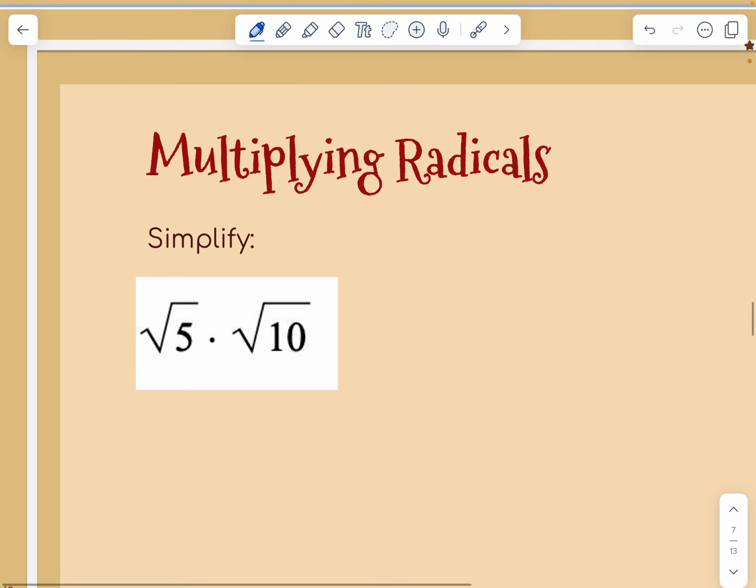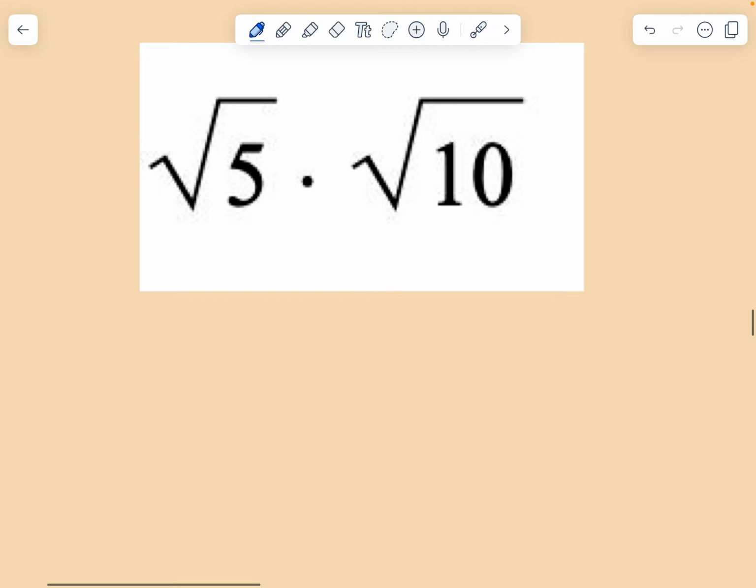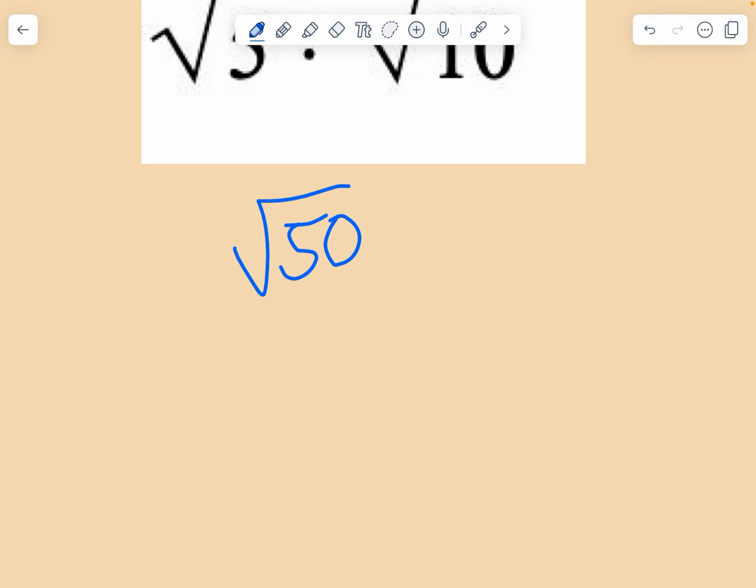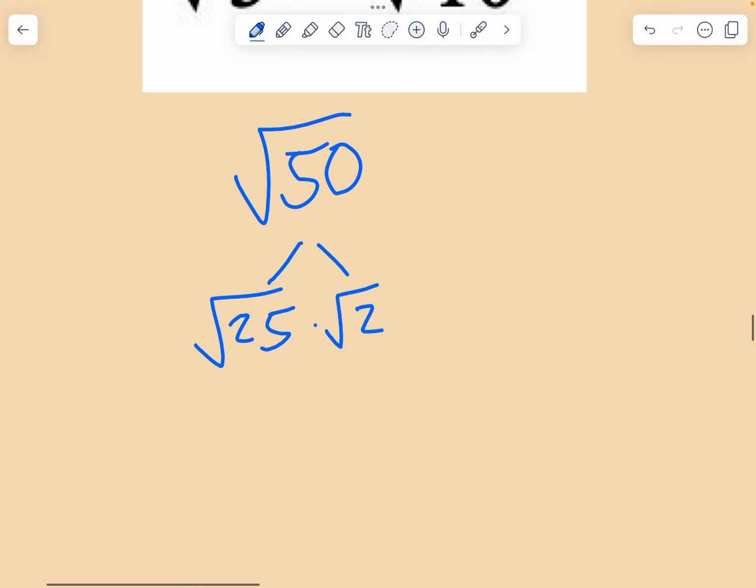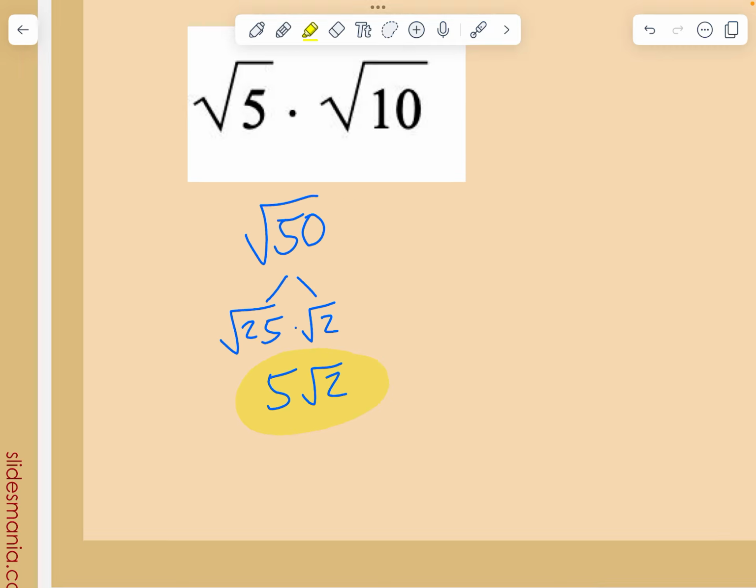Now, another thing that we're going to do is multiplying radicals, okay? When you're multiplying radicals, it's kind of the opposite of what we were doing when we were breaking it up. You just multiply the two numbers in the radical, okay? So radical 5 times radical 10 is radical 50. Now, what you want to do here is you want to look to see, can 50 be simplified? Are there any perfect squares that go into it? The answer is yes. Okay, 50 is 25 times 2. The square root of 25 is 5. So our final answer is 5 radical 2.